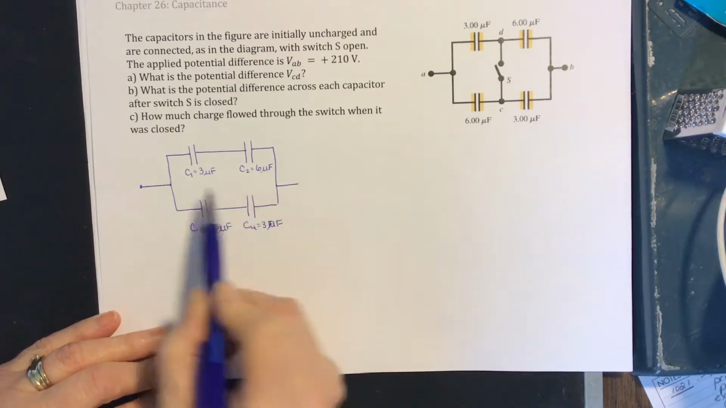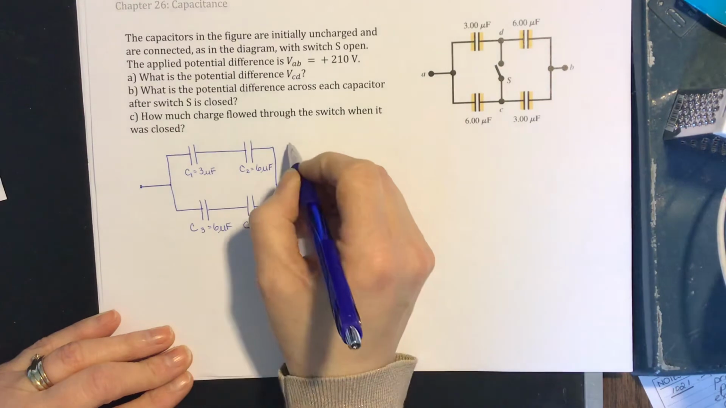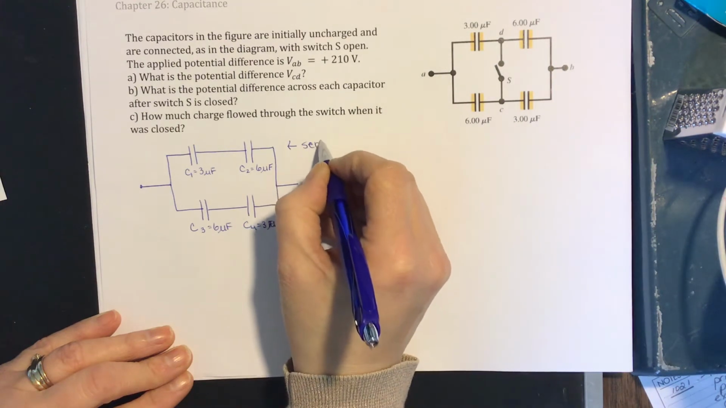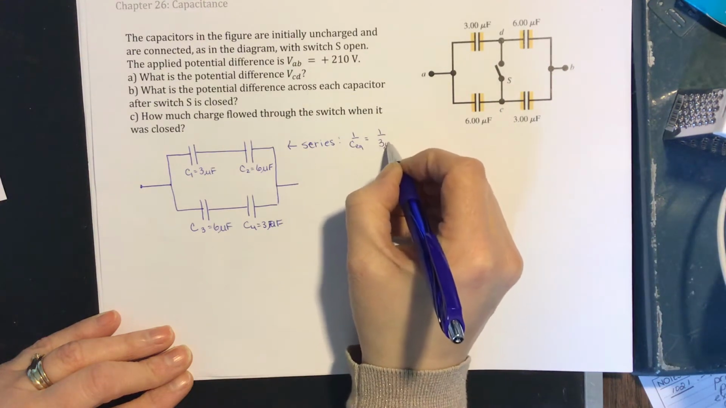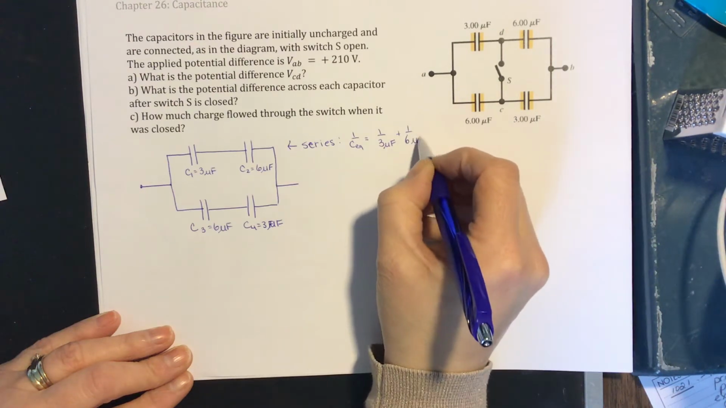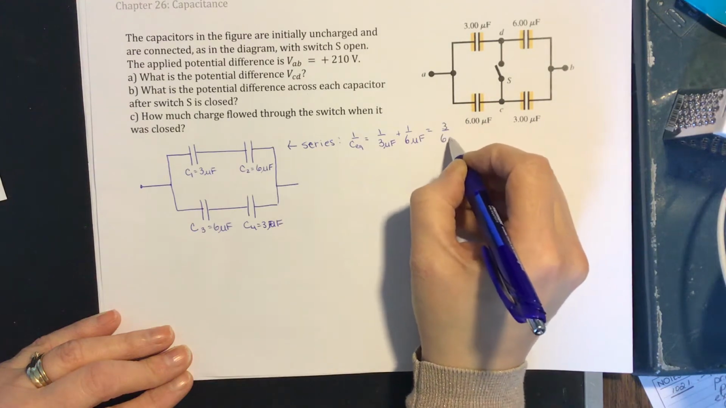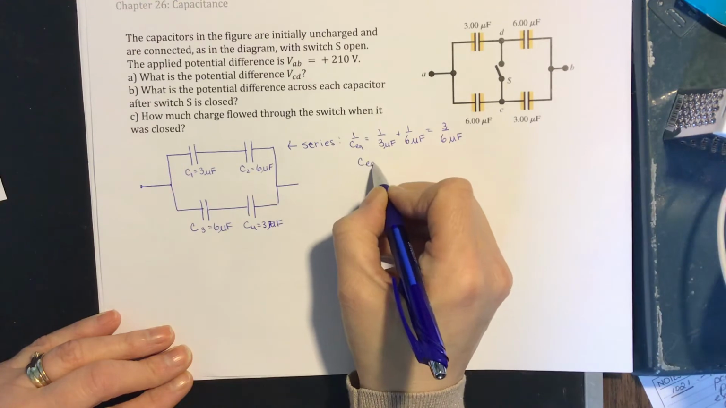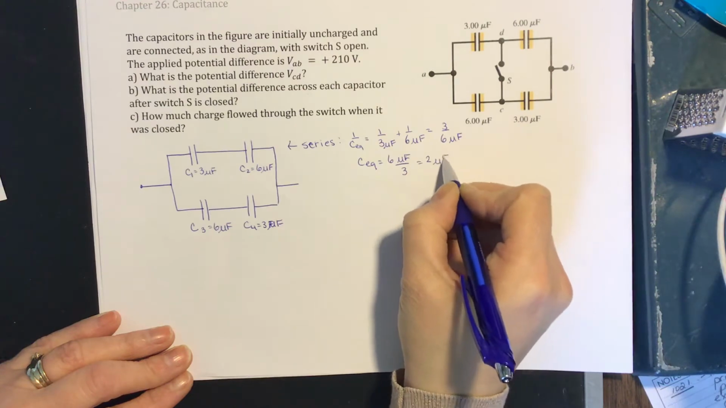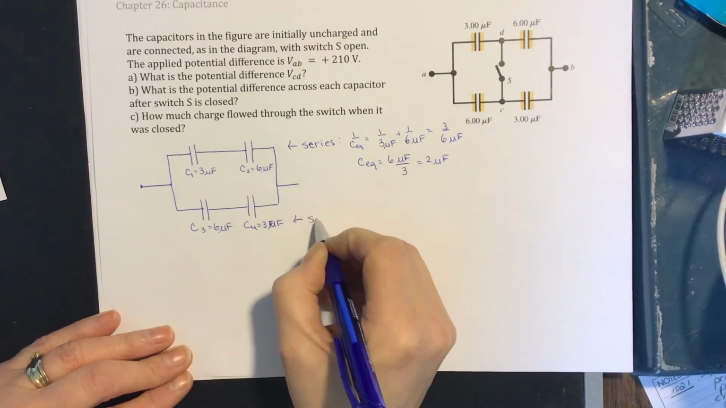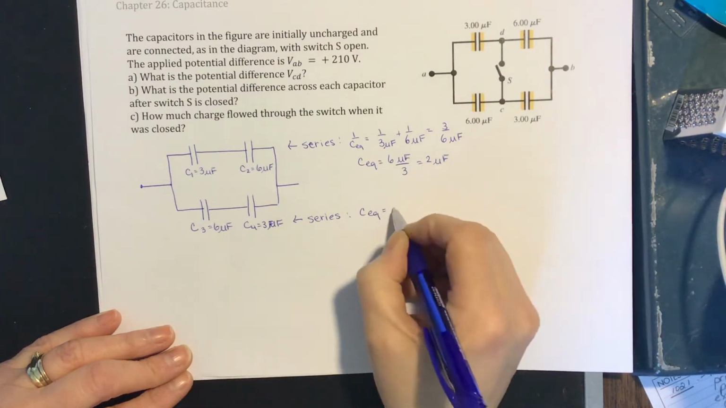What we see in this circuit is that 1 and 2 are in series, 3 and 4 are in series, so we can find the equivalent of these. So these are a series connection, which means 1 over C equivalent is 1 over 3 microfarads plus 1 over 6 microfarads. 1 over 3 is 2 over 6, 2 over 6 plus 1 over 6 is 3 over 6. So then our equivalent capacitance is 6 microfarads over 3, or 2 microfarads. On the bottom we have exactly the same thing. They're a series connection. They're 3 and 6, so the equivalent capacitance is going to be 2 microfarads.